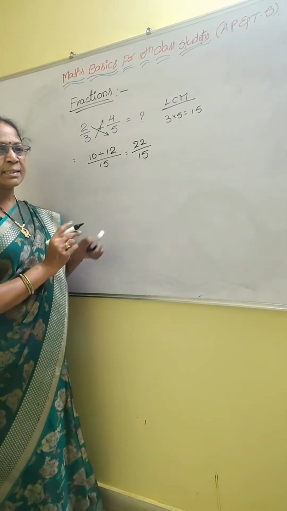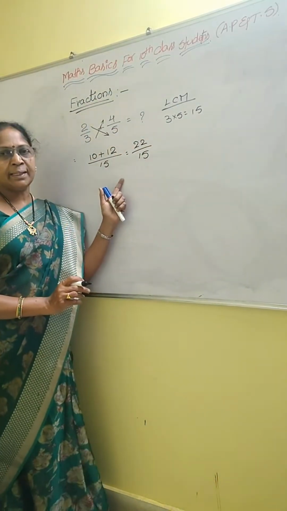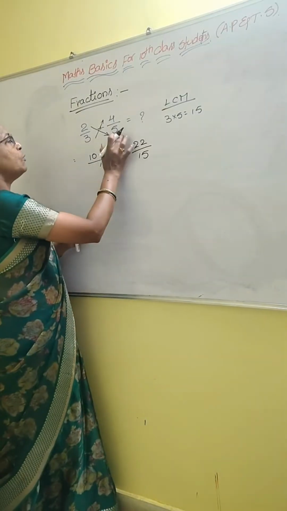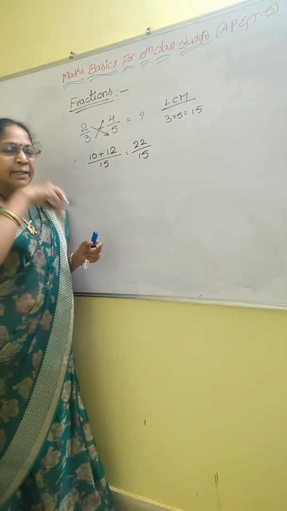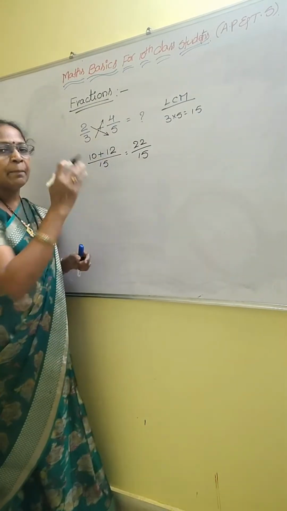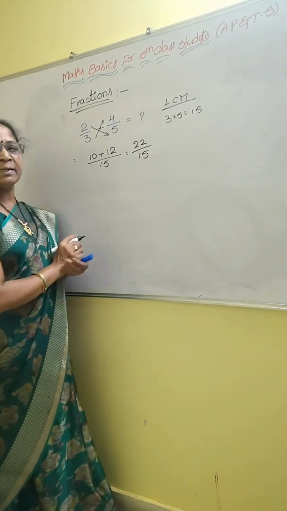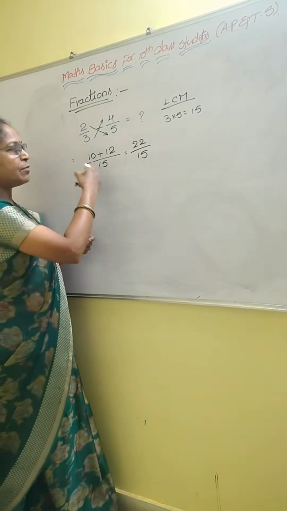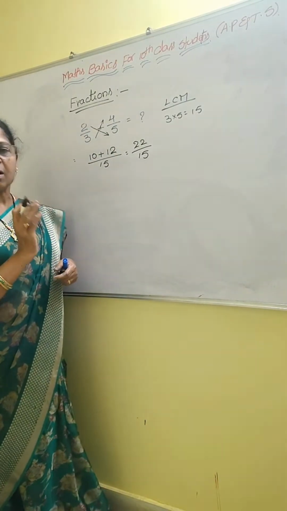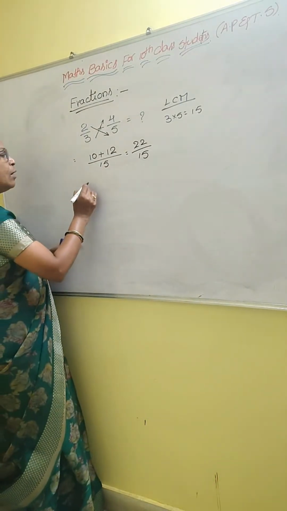Any doubts in this? This method is only applicable whenever two fractions are given. The LCM you found by multiplying the denominators, and only two denominators are given. Then only you can follow this method. Otherwise this is not applicable. One more example, let's check it here.